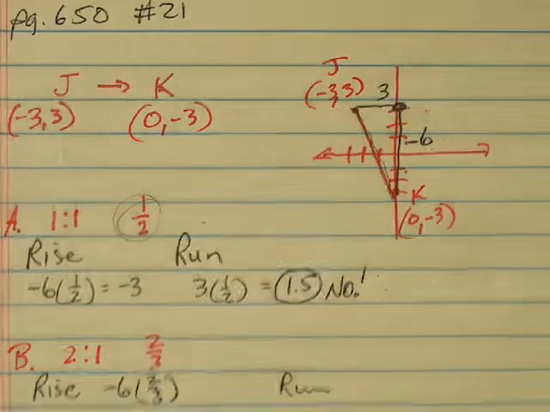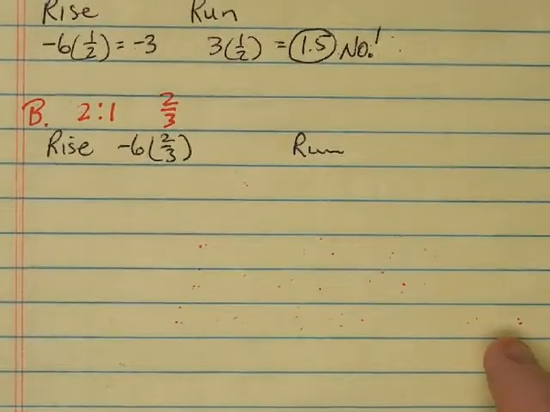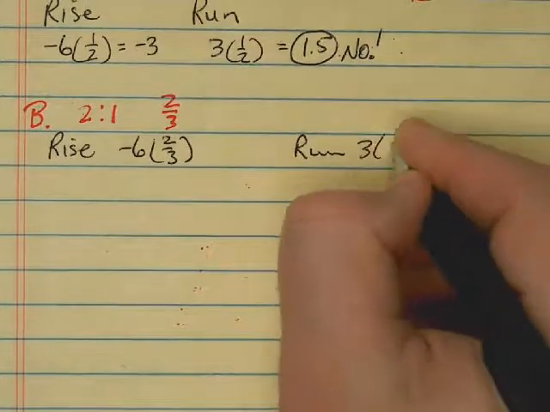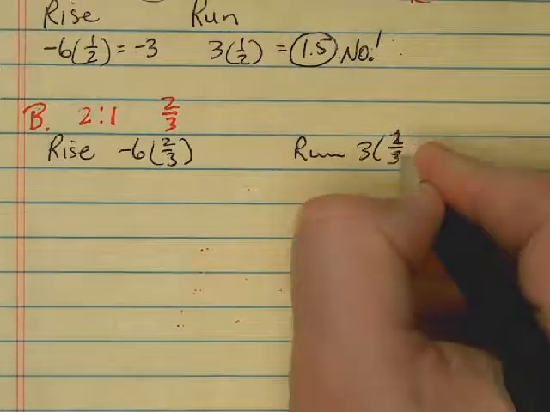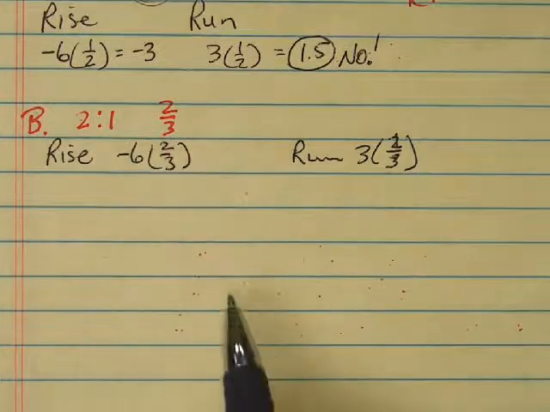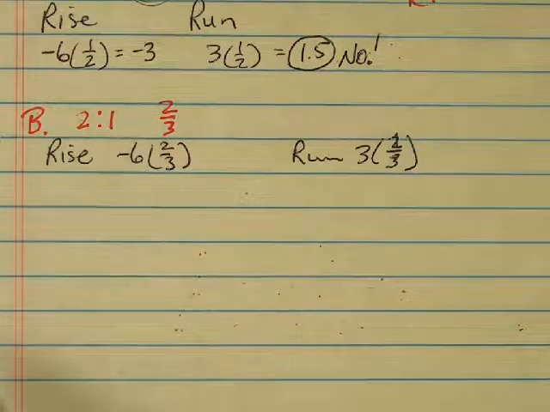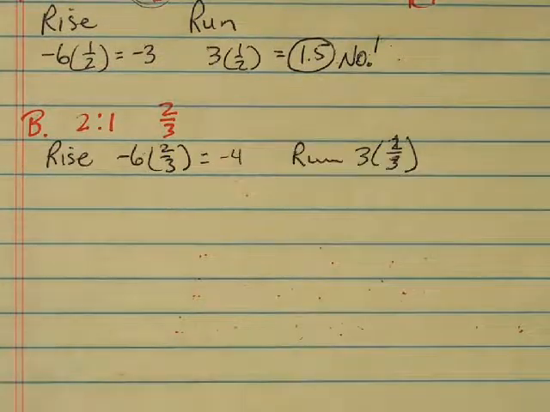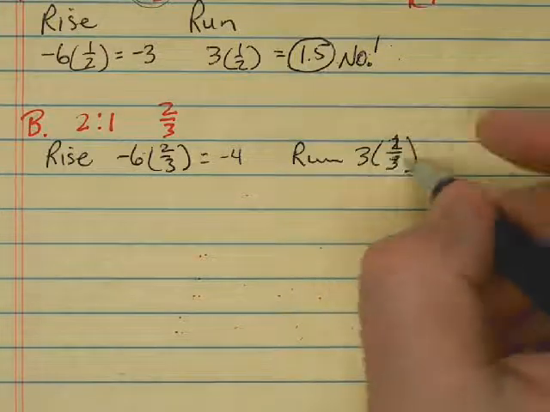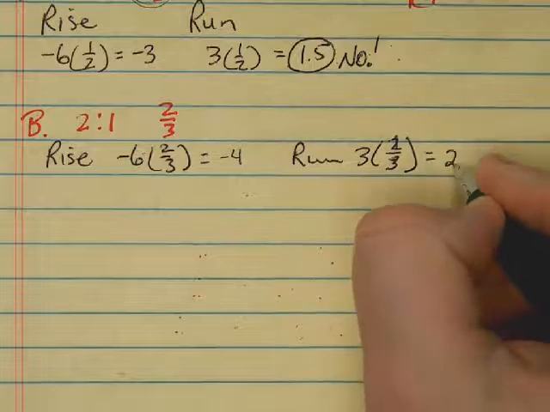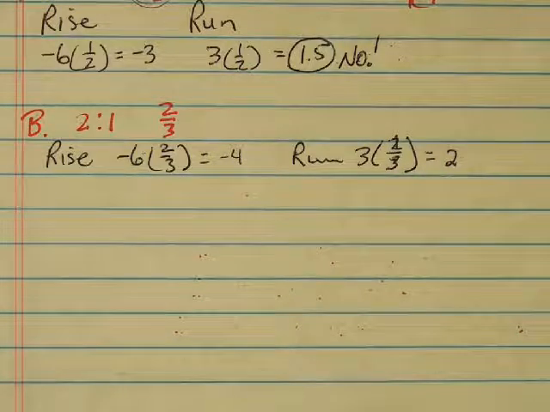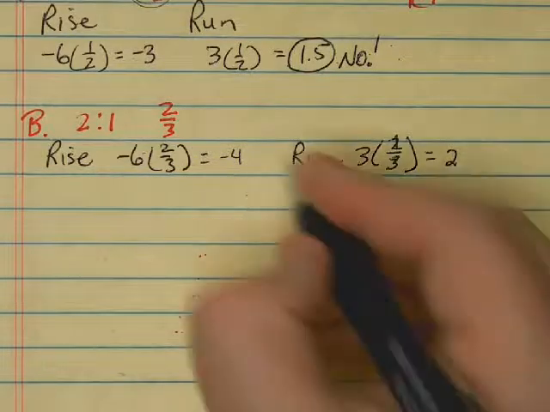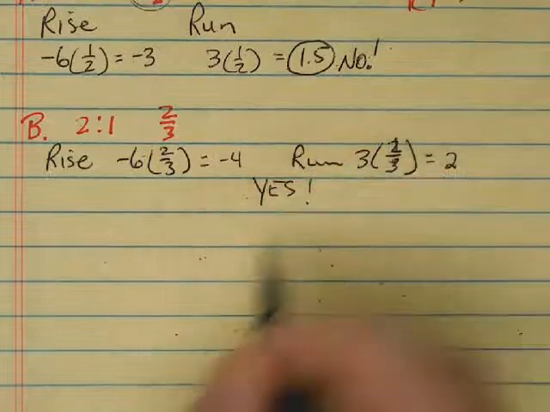And the run was 3. Multiply that by 2/3. All right, so -6 times 2/3. You could reduce and then multiply, or just multiply across. Either way, you're going to get a -4. And then we multiply across here, and either way, you're going to get a +2. Now, the answer here is yes, because we get integers.